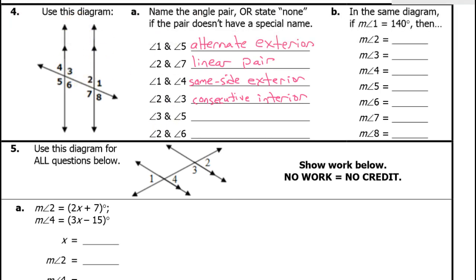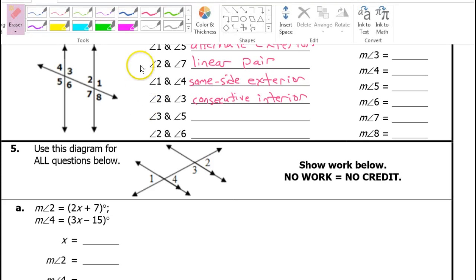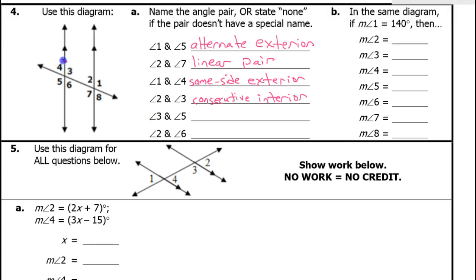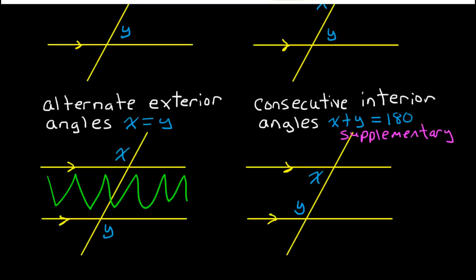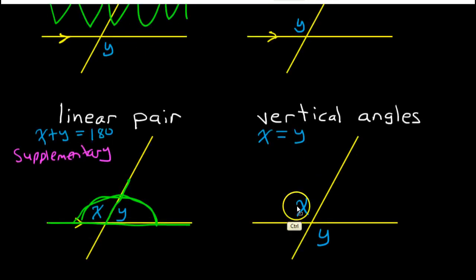All right, anyway, angle 3 and angle 5. So here's angle 3 and here's angle 5. Well, these are vertical angles. Remember when we spoke of that? Angles that are right across from each other when you have a pair of intersecting lines, vertical angles.